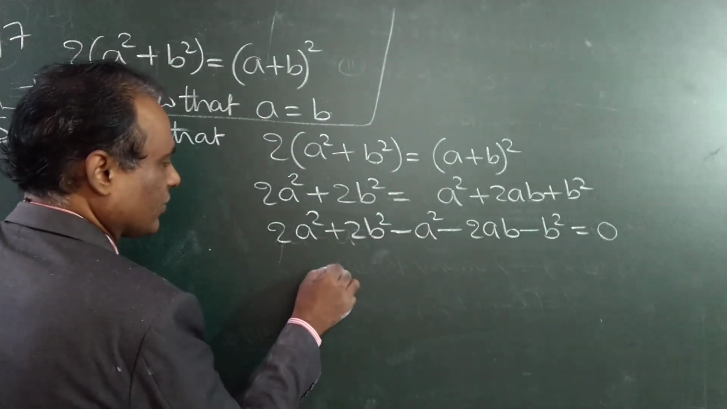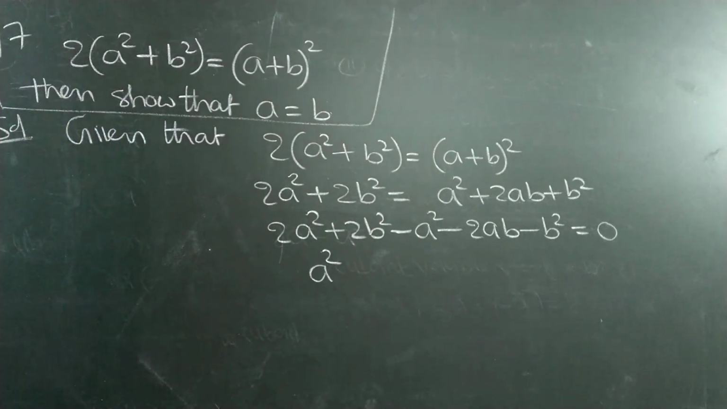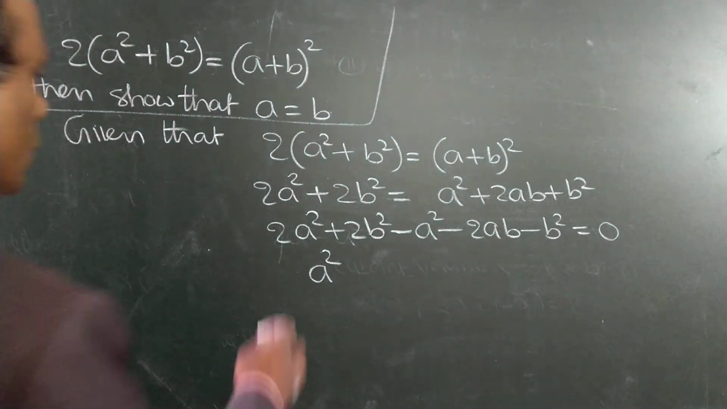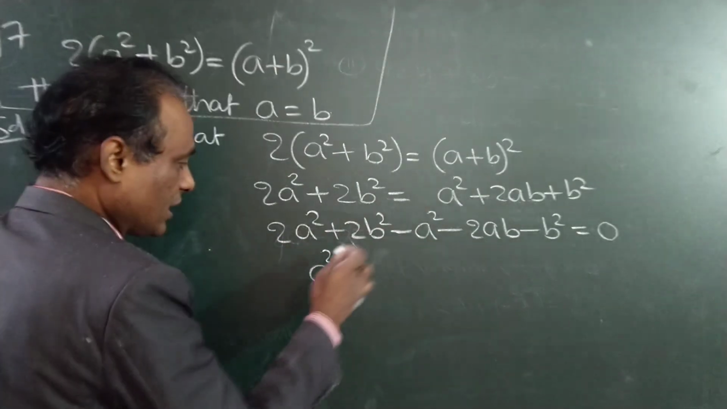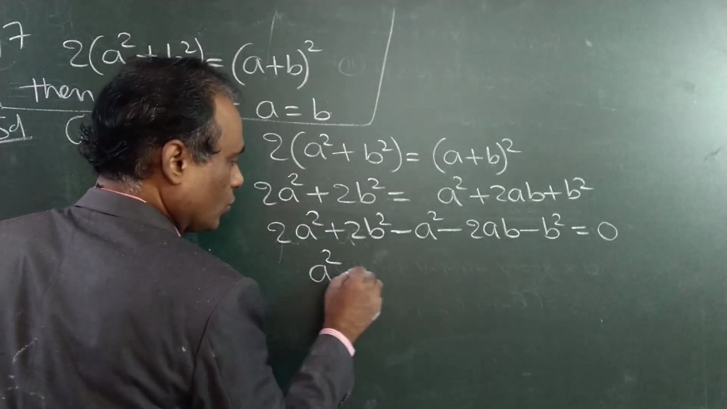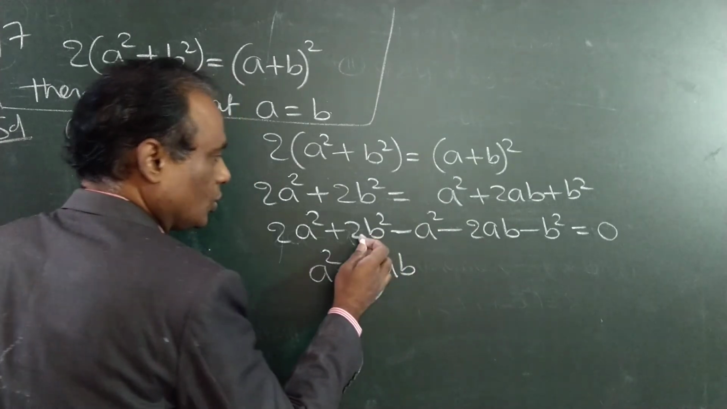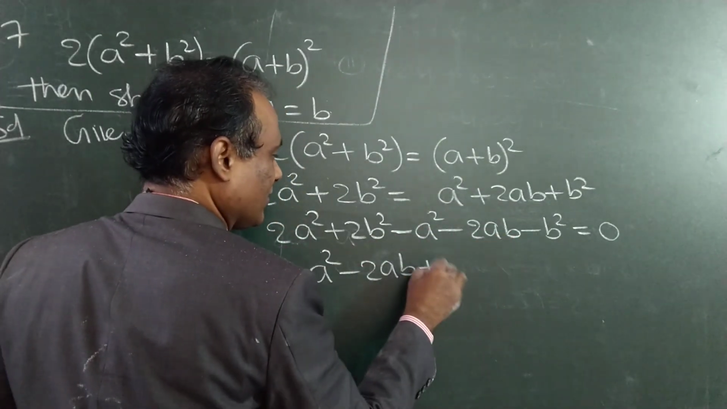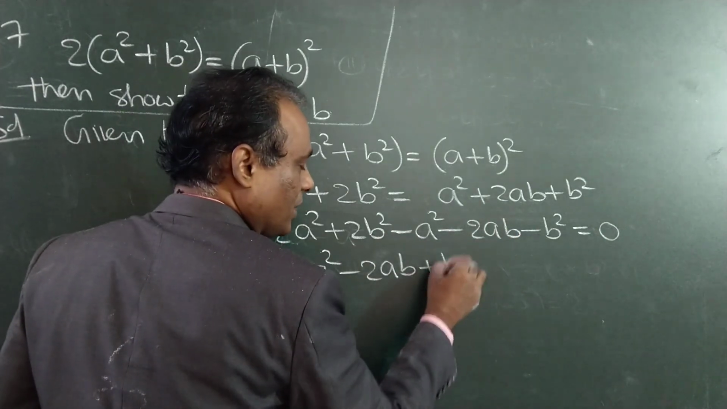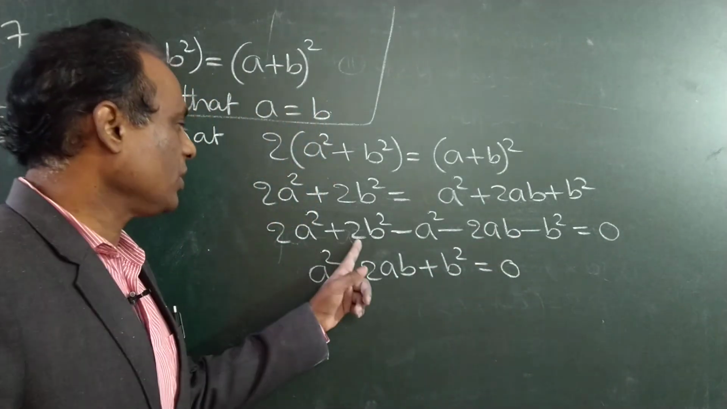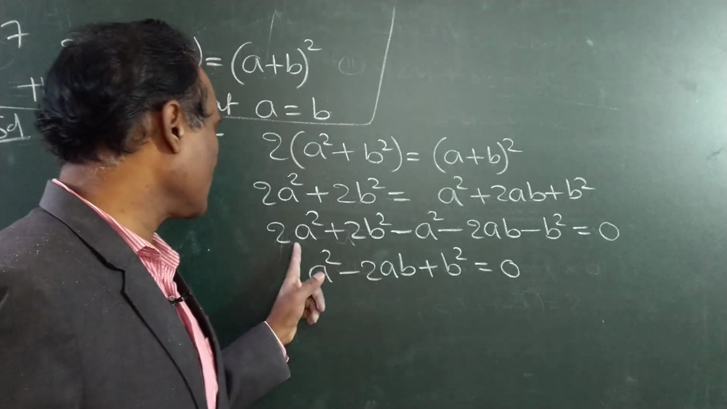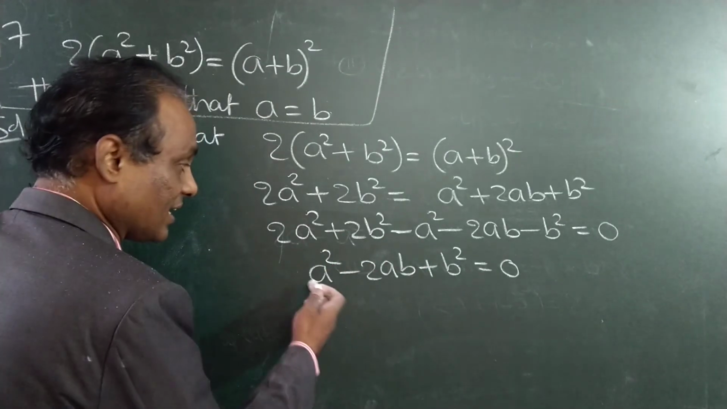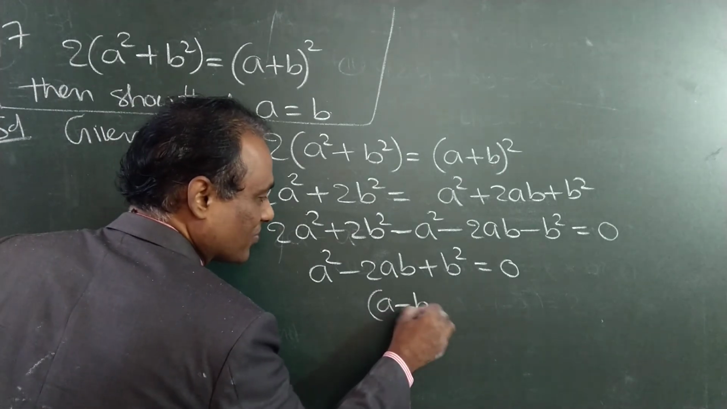2a square minus a square is a square, minus 2ab. 2b square minus b square is b square. So a square minus 2ab plus b square. This is the formula for a minus b whole square.